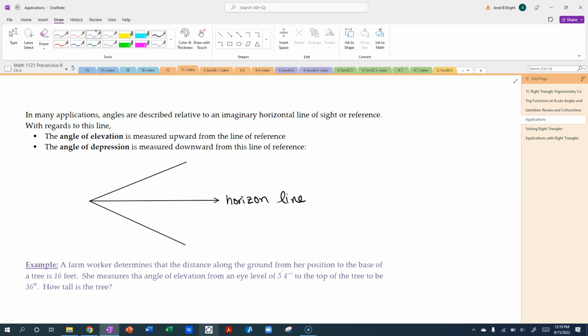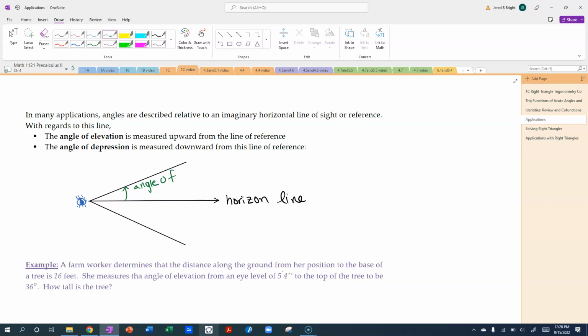Imagine this is your eyeball. Here's your pretty little eye with the eyelashes, right? This is your eye and you are looking straight out towards the horizon as far as you can see. If your eye has to look upwards from that horizon line, that is elevating, right?